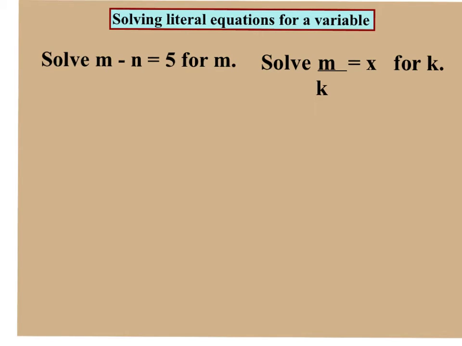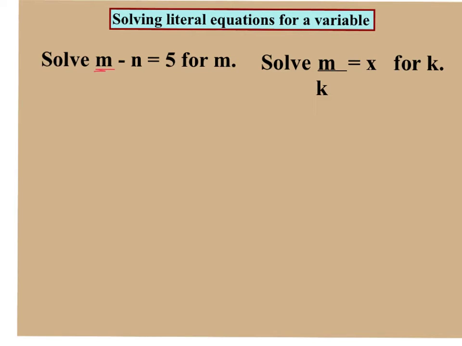Alright, so our first one. These equations that have more than one variable are called literal equations. That's what that means. It means an equation that has more than one variable, and sure enough, this has a variable m, and variable n. We want to solve for variable m, so I'm going to underline it.